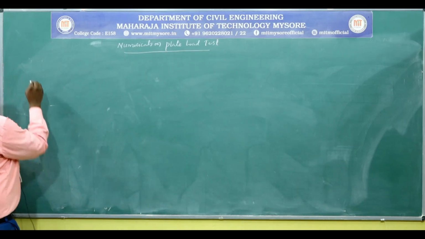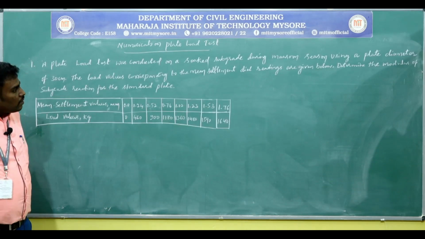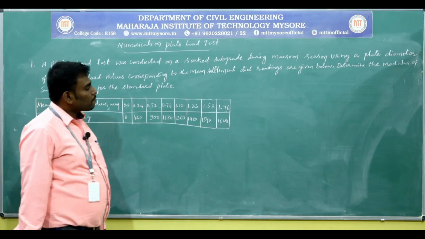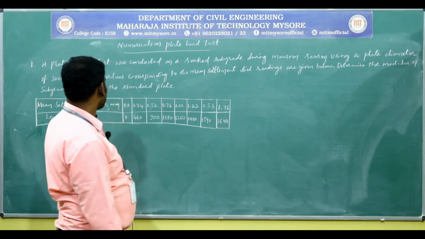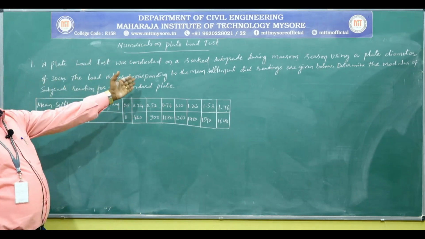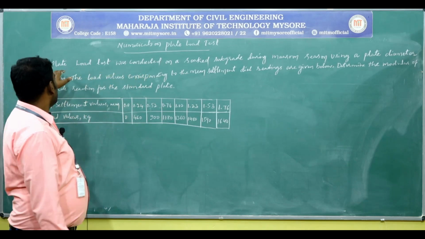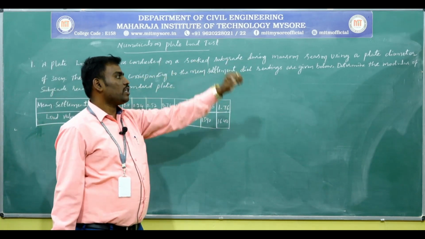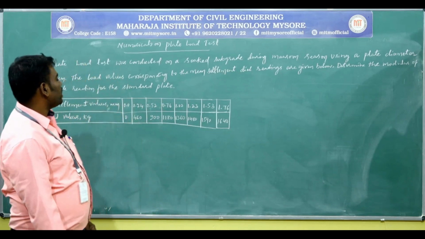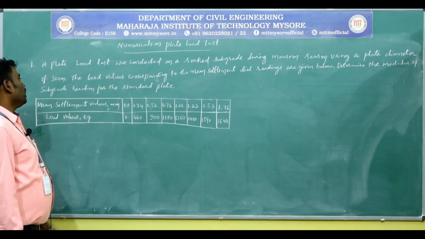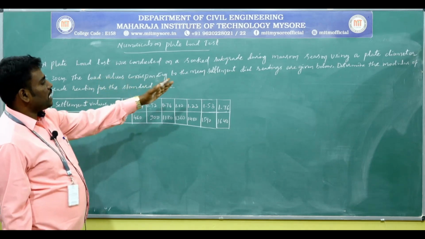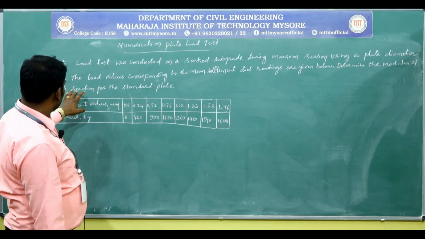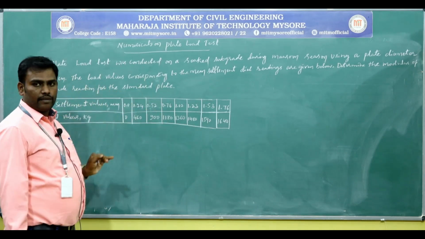Okay, the first problem on plate load test. A plate load test was conducted on a soaked subgrade during monsoon season using a plate diameter of 30 centimeter. The load values corresponding to the mean settlement dial readings are given below. Determine the modulus of subgrade reaction for the standard plate.